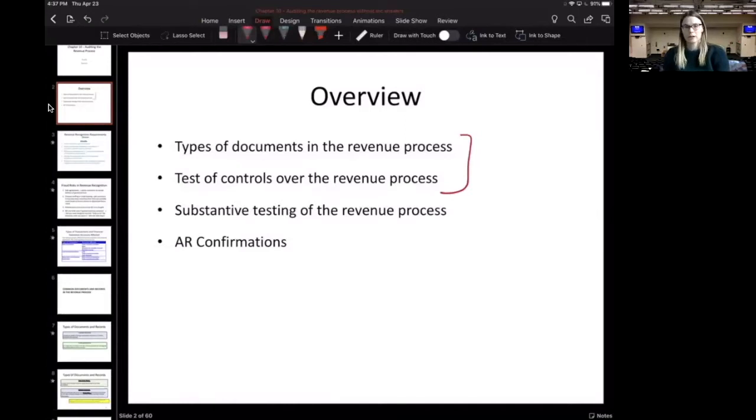And very quickly at the beginning of this chapter, we're going to go through the types of documents in the revenue process. I expect some of that to be a review or obvious, so I'm not going to spend a ton of time on it.